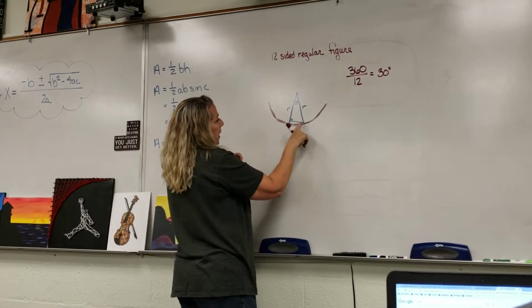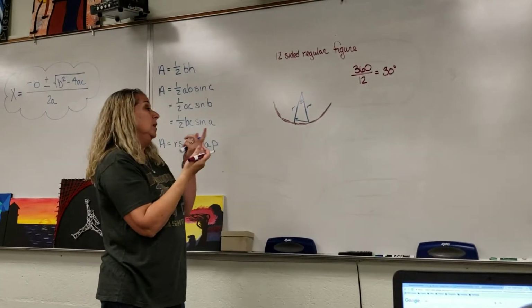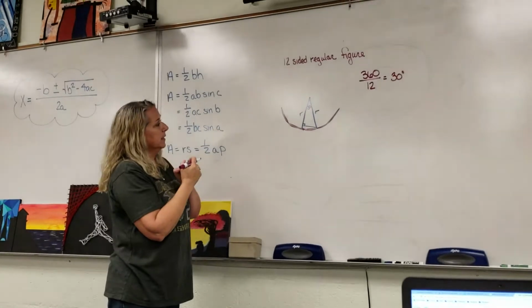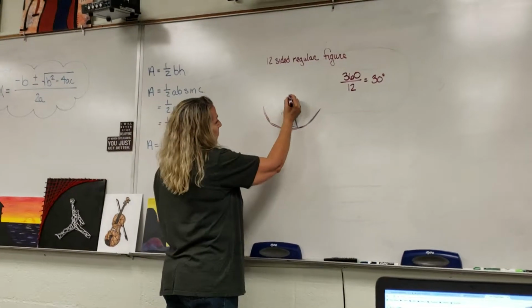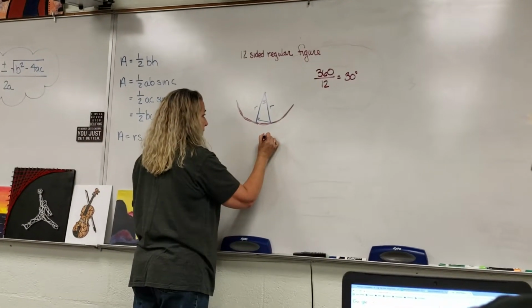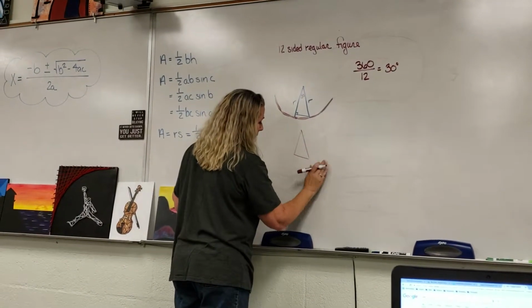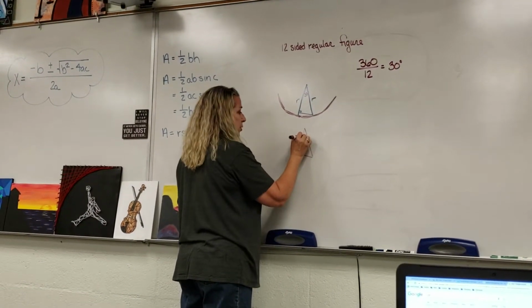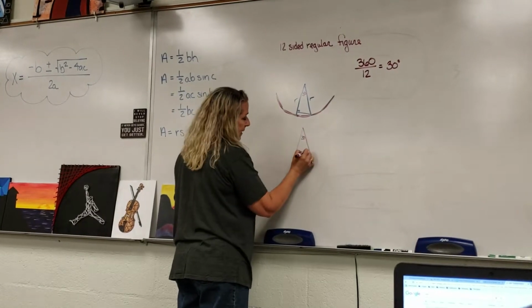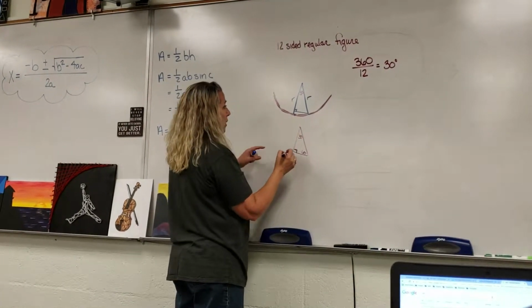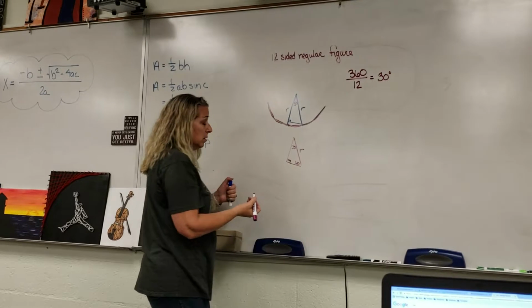So what do these two angles have to be? 60. And actually that doesn't really even matter, because if I look at the right triangle that I have here, there's your 30. We know that's 90, so that's 60. We know that this side is R.